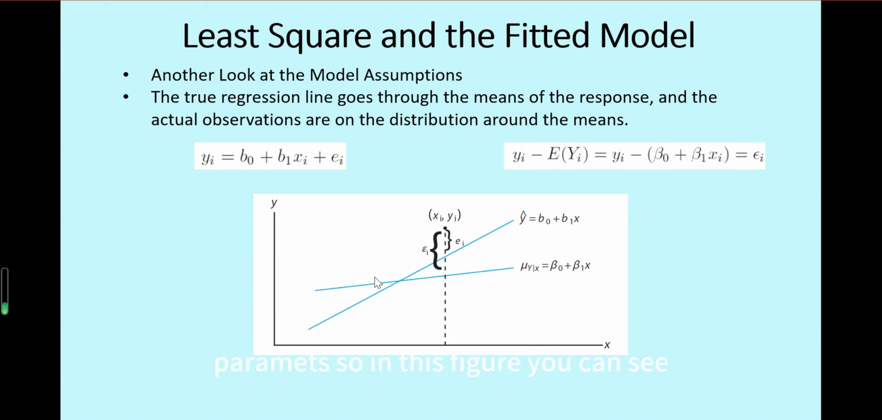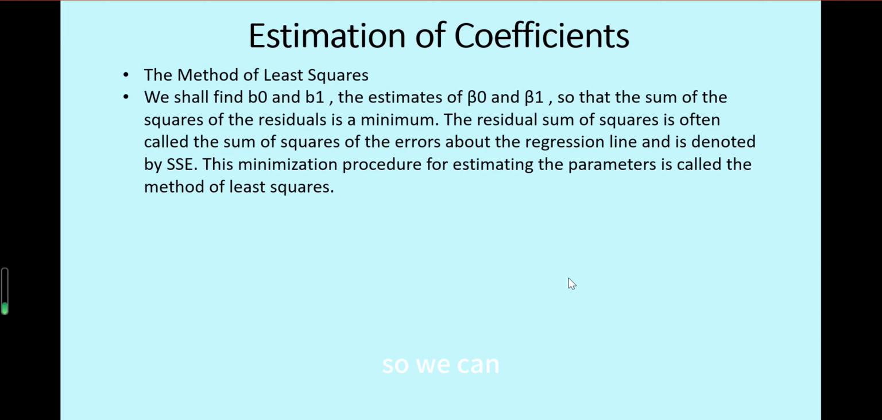So in this figure you can see epsilon is the observed value minus mu y|x, which equals beta 0 plus beta 1 times x. And the error term ei is the difference between the observed value and the fitted value from the estimation, right? So b0 and b1 here are the estimated parameters. So we can talk about the method of estimation.